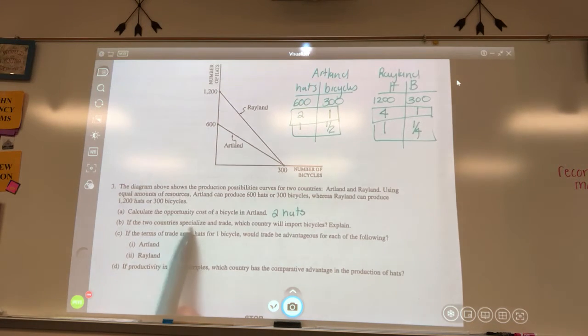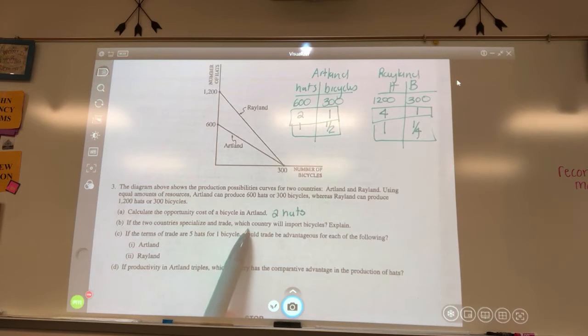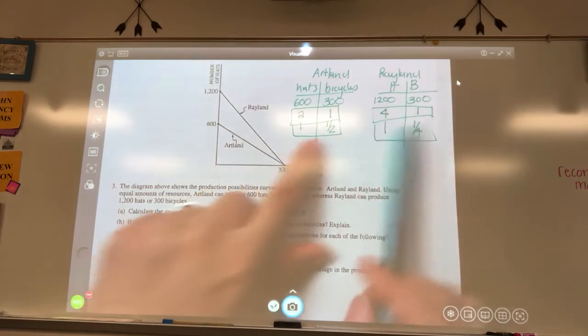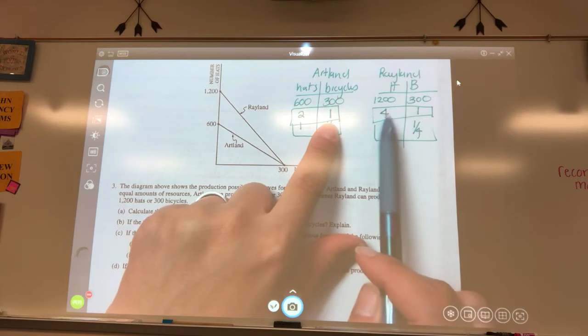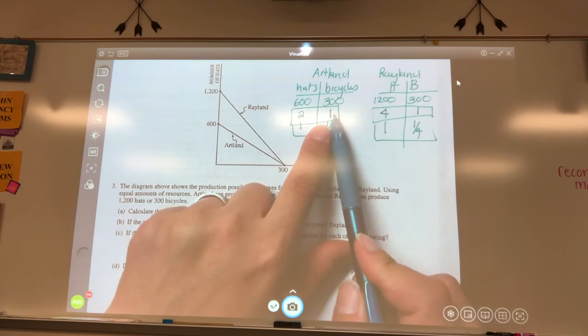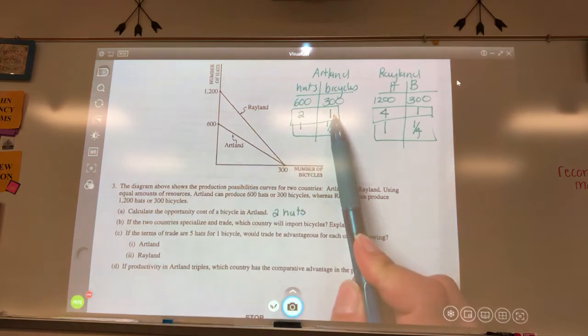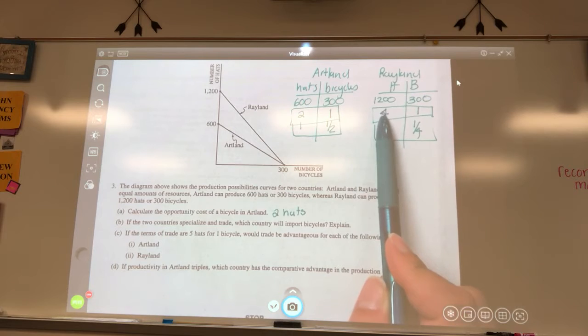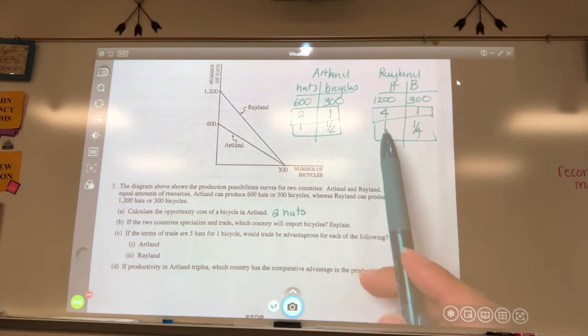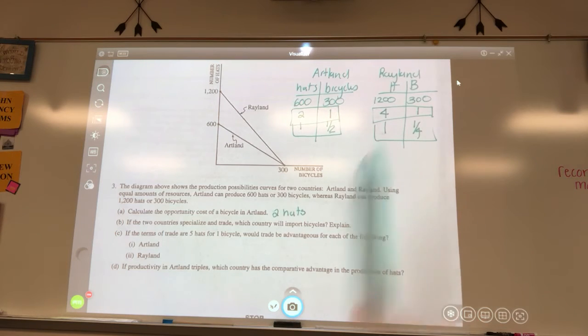If 2 countries are to specialize and trade, which country will import the bicycle? So let's look at bicycles, right? When Rayland does bicycles, they're losing 4 hats. When Artland does bicycles, they lose 2 hats, okay? They lose 2 hats, so we want Rayland to do what? Import. We want them to import, right? Because they need to be doing what? Hats. Do you get what it is?